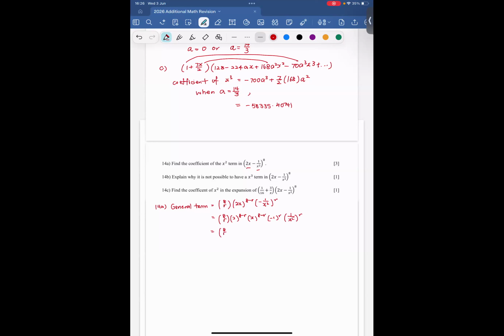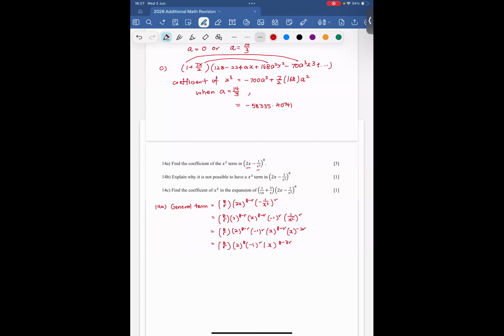Just throw all the numbers to one side, your r at the back. This one, when you bring it up, becomes x to the power negative 2r. Putting them together, the numbers you don't need to combine, just leave as is. The x you need to combine. Okay, so this is our general term.